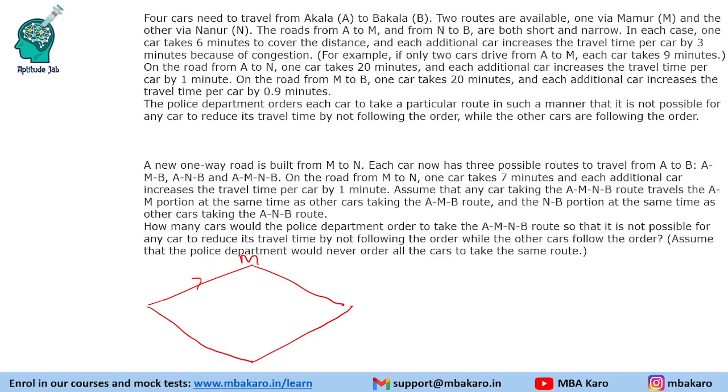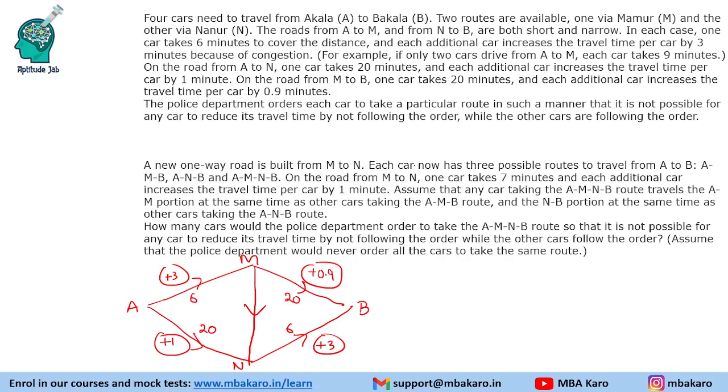So we have M and N at this place, A and B. Now this was AMB, 6 minutes, and this was also 6 minutes, plus 3 plus 3. Then this was 20 and 20, and MB was 0.9, and AN was plus 1 minute. These were the initial conditions.